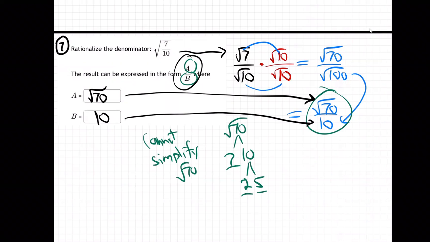What did we do? What did we accomplish? We got rid of the root that was on the bottom, right? The root of the whole 7/10 meant a root on the top and a root on the bottom. We can't have a root in the bottom. Multiply top and bottom by that root and simplify. Here we go.